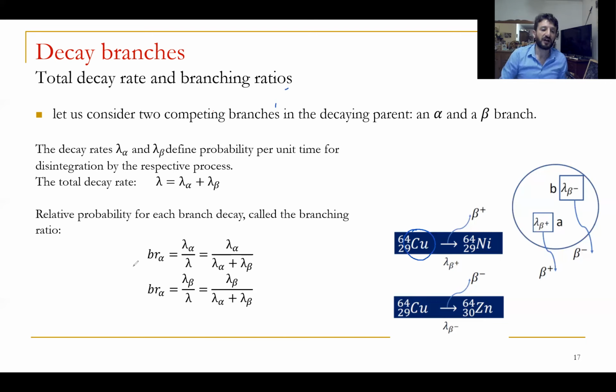Now we have to find the relative probability for each decay branch. We can say branching ratio. Br alpha equals lambda alpha divided by lambda, where lambda is the total decay rate, equal to lambda alpha plus lambda beta. And also we can calculate the relative probability of beta, which is equal to lambda beta divided by lambda alpha plus lambda beta. Okay.